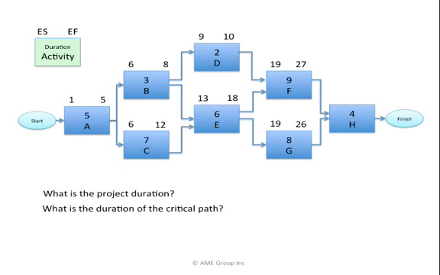For H to begin, both F and G need to be finished. I look at the early finish of F, day 27, the early finish of G, day 26. Day 27 is a higher or a bigger number. Therefore, the earliest H could begin would be day 28. If H runs 4 days, 28 plus 4 minus 1, the earliest H could finish is day 31. Since H is the last activity for the project, the project duration is 31 days.